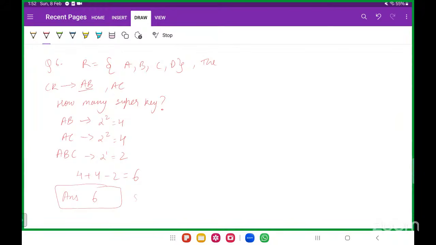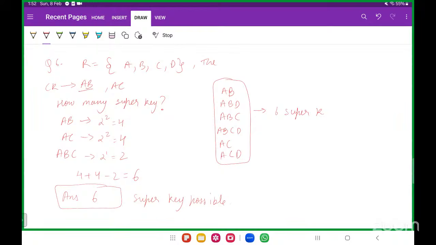And if you want the names of those 6 super keys, I can say AB, ABD, ABC, ABCD, and then AC and ACD. These are the only 6 super keys. So please note it down. There are 6 super keys possible. This particular problem, I consider that it is an easy problem, not very, very easy, but definitely those who have prepared a bit seriously can solve this problem.